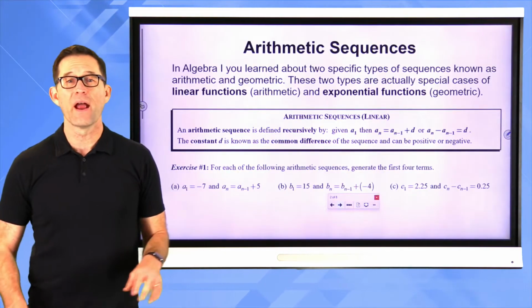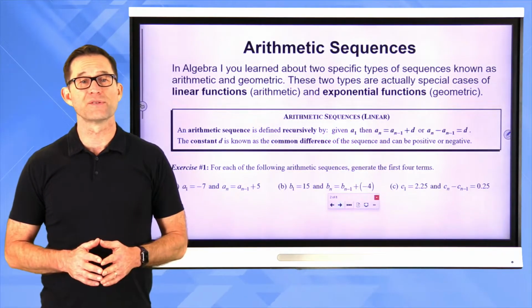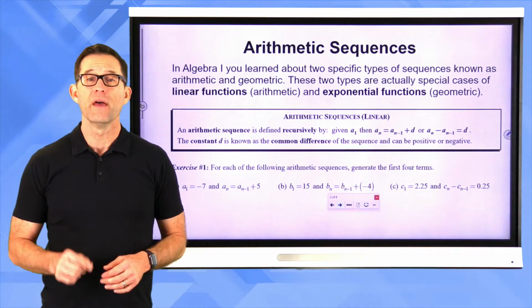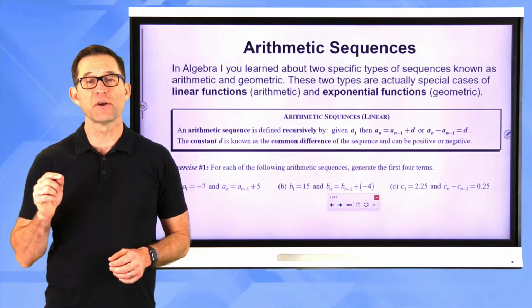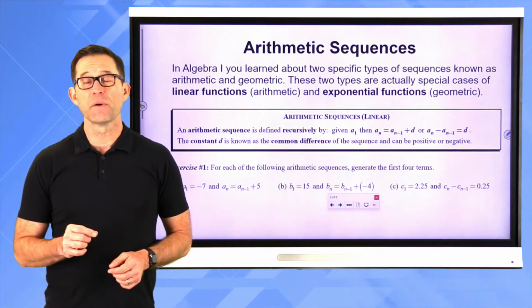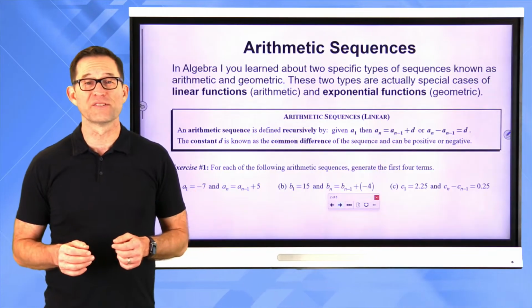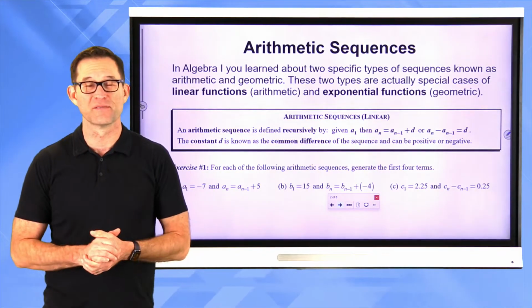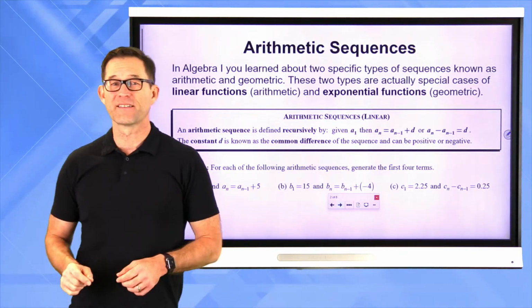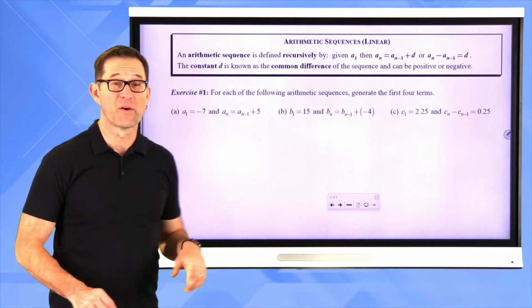Here we go. Arithmetic sequences. In Algebra 1, you learned about two specific types of sequences known as arithmetic and geometric. These two types are actually special cases of linear functions, those are the arithmetic ones, and exponential functions, those are the geometric ones. And I wish we called them linear sequences and exponential sequences, but I wasn't the guy who got to come up with the terminology for these, so I apologize. It is kind of what it is.